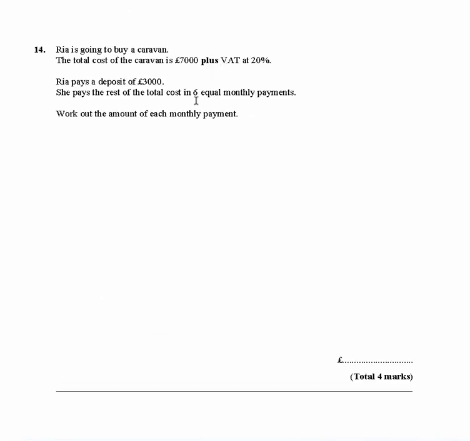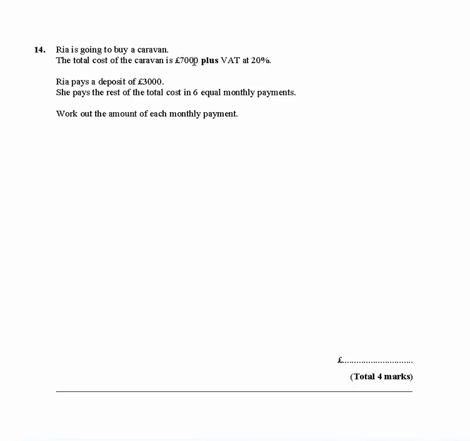Ria is going to buy a caravan and the total cost of the caravan is £7,000 plus VAT at 20%. Ria pays a deposit of £3,000 and she pays the rest of the total cost in 6 equal monthly payments. Work out the amount of each monthly payment.